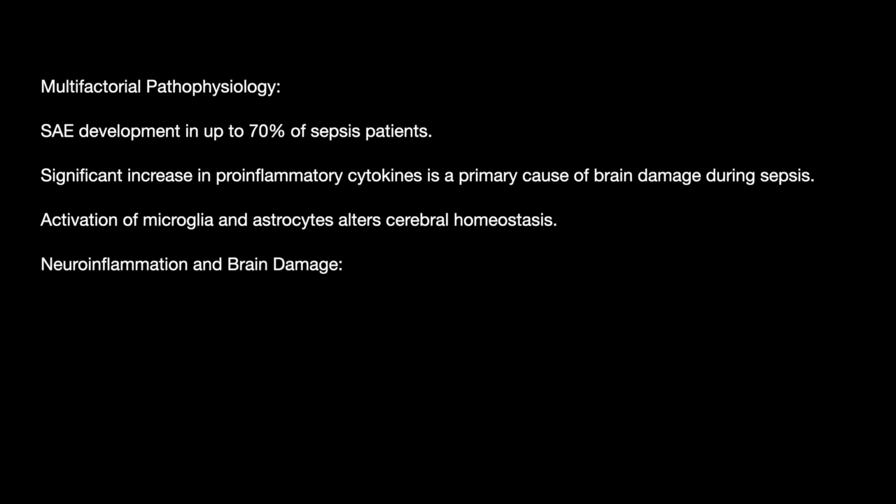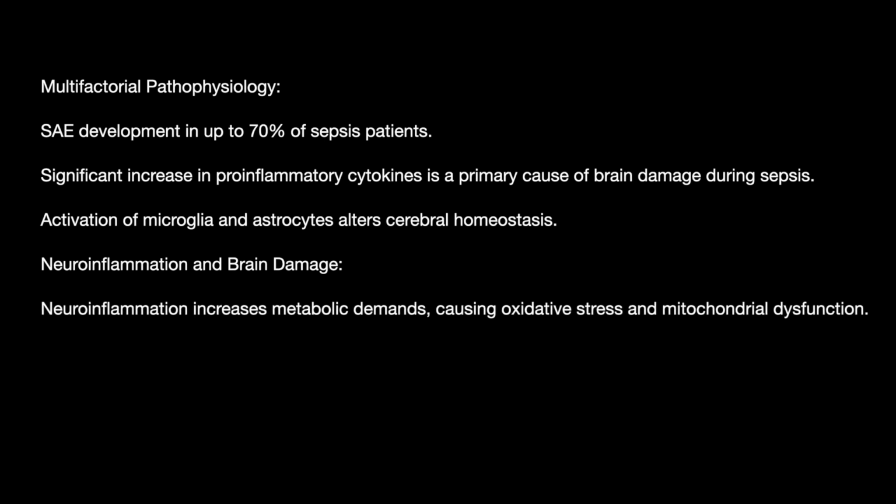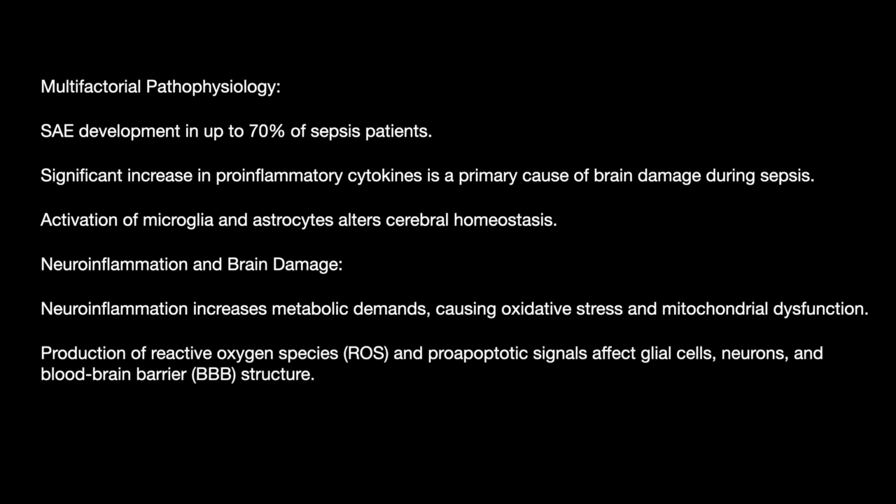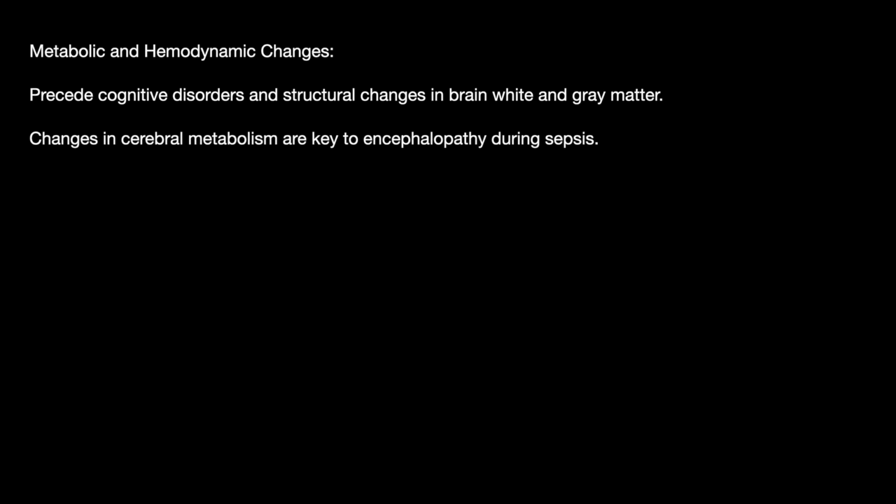The neuroinflammation and the brain damage that follows result in inflammation and increased metabolic demand, causing oxidative stress and mitochondrial dysfunction. Production of reactive oxygen species and pro-apoptotic signals affect glial cells, neurons, and blood-brain barrier structure. The impaired blood-brain barrier integrity compromises healthy brain function. The metabolic and hemodynamic changes precede cognitive disorders and structural changes in the brain, white and gray matter. The changes in cerebral metabolism are key to encephalopathy during sepsis.